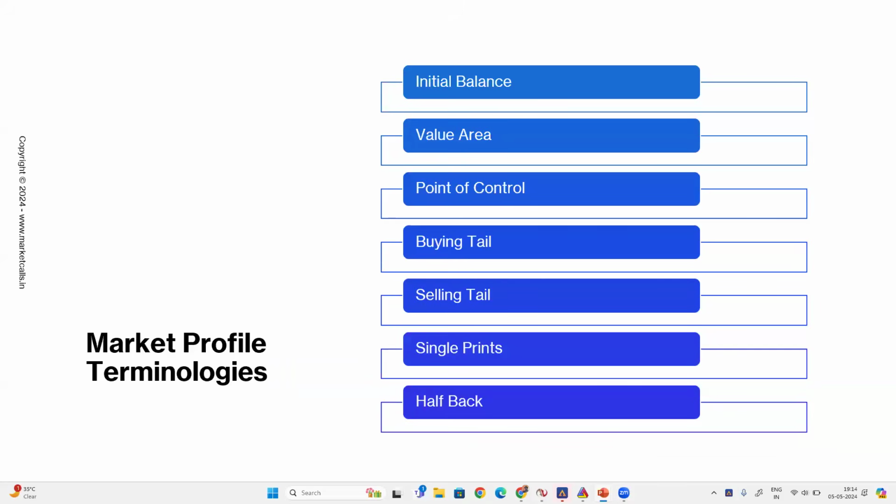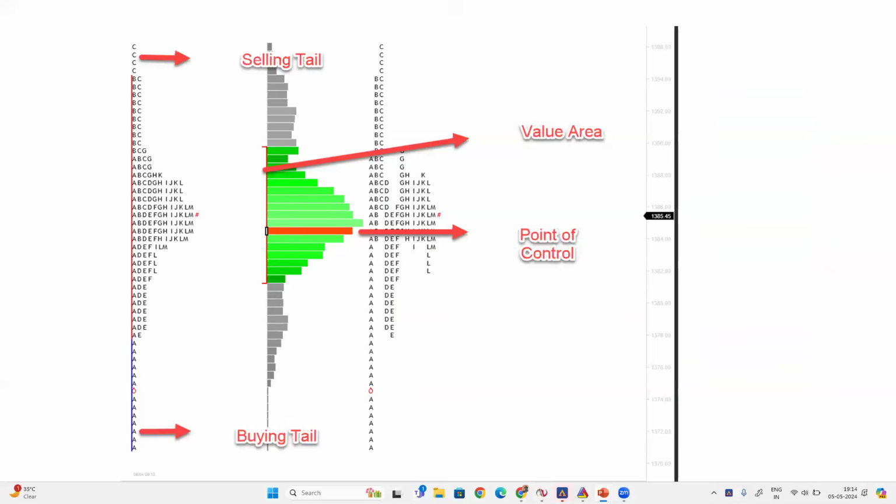So basically, if it's a simple candle, we have only open, high, low, close. But here we have learned basic terminologies. There are a lot of terminologies, but these are very basic, easy to learn. So in the tail section at the top, you can see a lot of single letters. This is what we call a selling tail. And at the bottom, we have a buying tail over here. So the bottom is the buying tail.